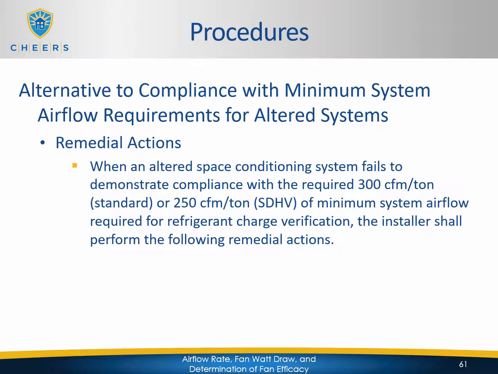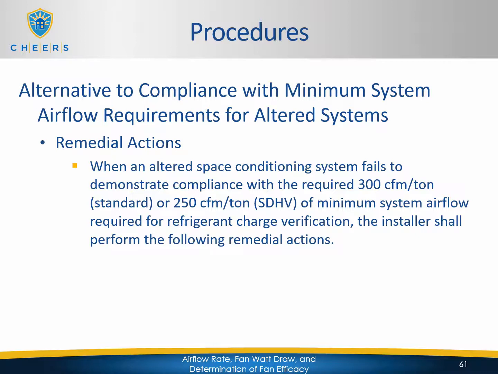Because these old systems are altered, we really don't have any control over the condition of the ducts. They may be undersized, they may be crushed, there may be various issues that have been there for many years. So we're going to perform the airflow test. If we achieve either 300 CFM per ton for a standard system or 250 CFM per ton for a small duct high velocity, then it's going to be considered a pass. You document your results and you move forward.